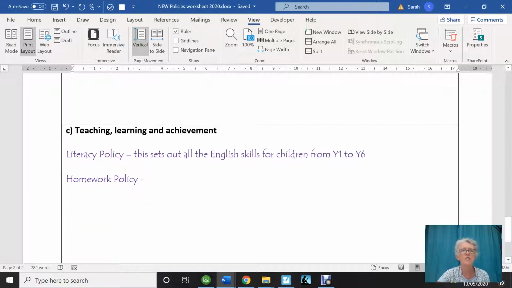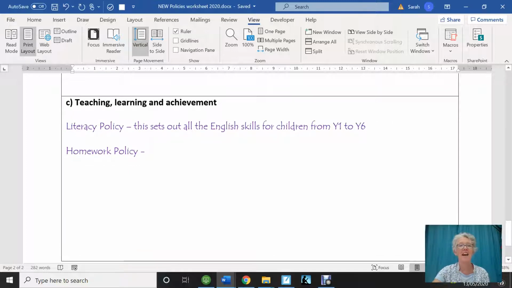And then finally, we've got teaching, learning and achievement. The first one I've chosen is the literacy policy. And I've said this sets out all the English skills for children from year 1 to year 6. Why doesn't it start with the early years foundation stage reception children? They might have a separate policy. You could put it as one of your other 3 down here. And the homework policy, why would a school have one of those? Can you put a little phrase in here to show you know what would be in the homework policy?